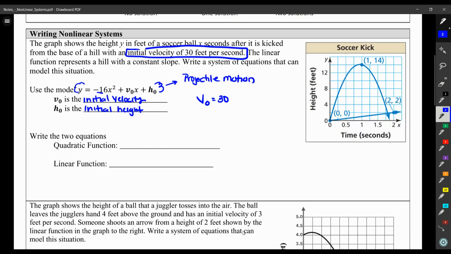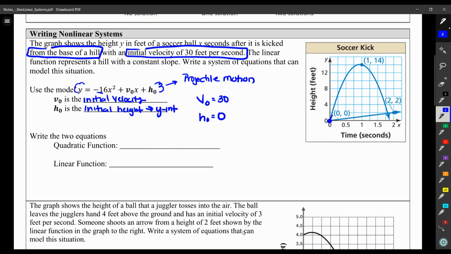The initial height we can either find from the word problem, so it says from the base of a hill, that's where it started, or we can think of it on the graph as the y-intercept. Well, the base of a hill means the bottom of a hill, so the height should be 0. And if we look at our graph to confirm, this quadratic has a y-intercept of 0.